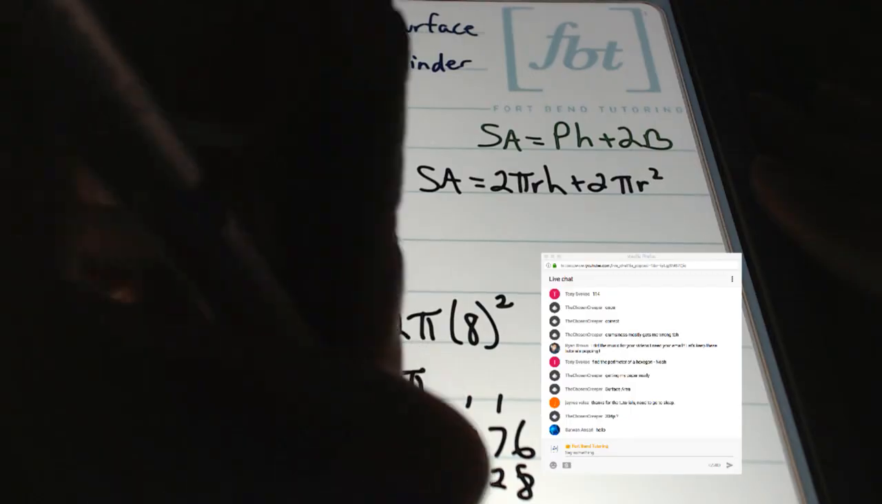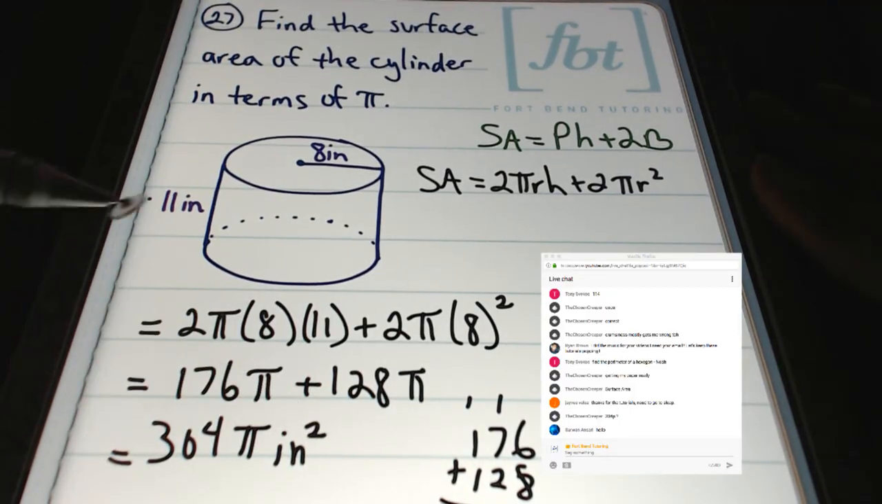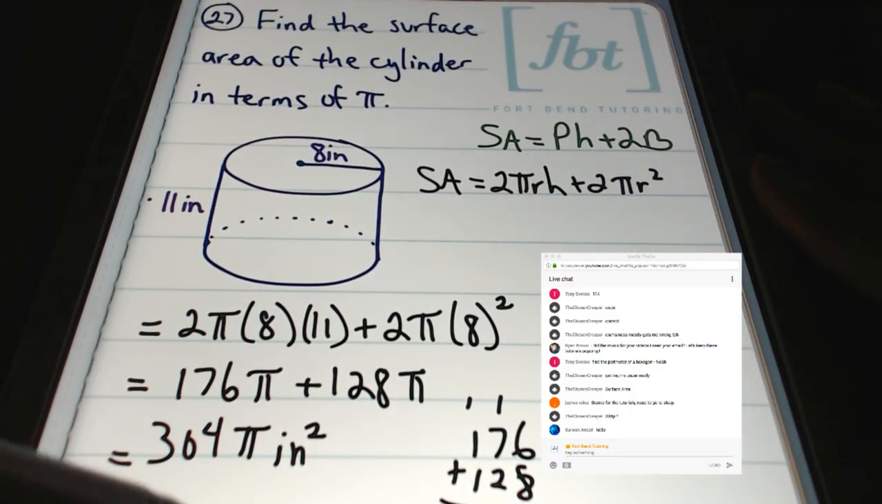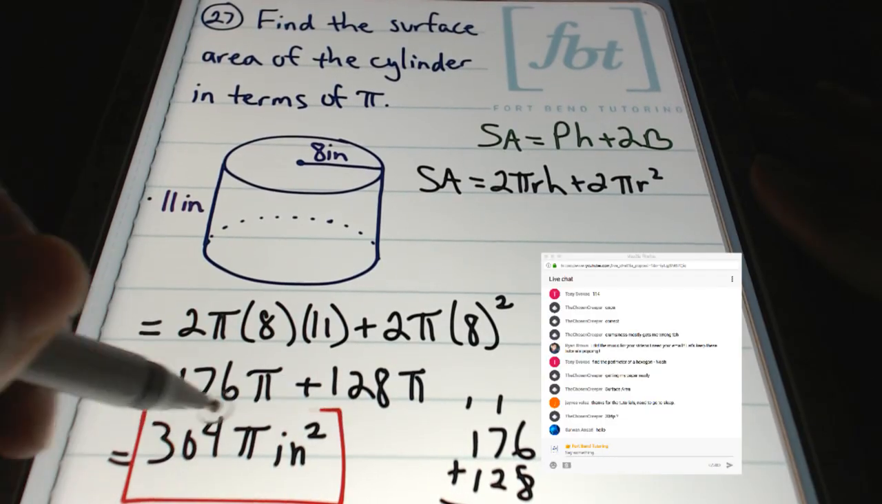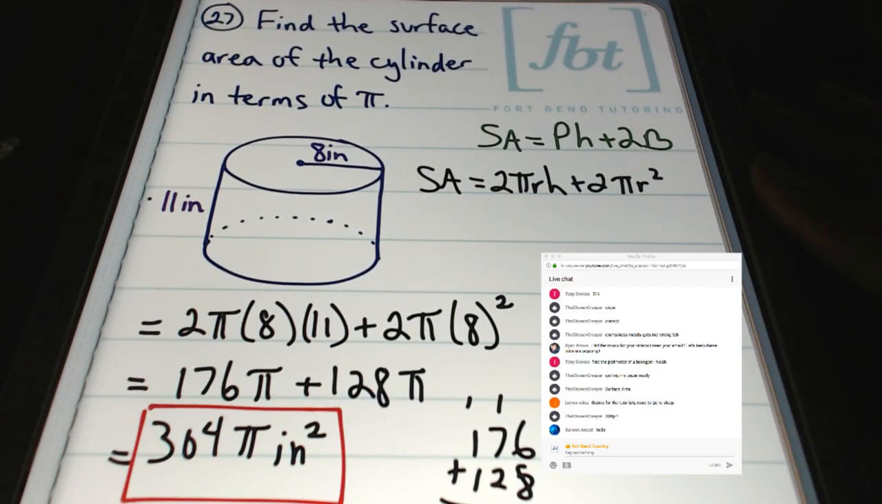Excuse me, no. Let me get my units right. There we go. It's squared because it's dealing with area, guys. It's surface area, so it must be to the second power. Our unit of measurement must be to the second power. It is in terms of pi. There you go, Chosen Creeper. 304 pi inches squared.